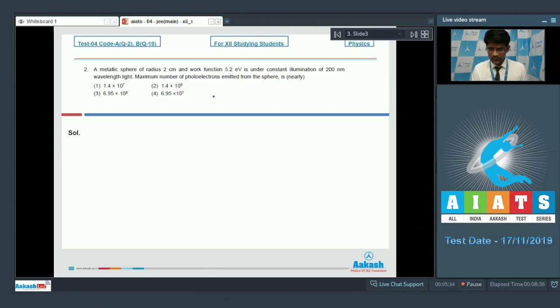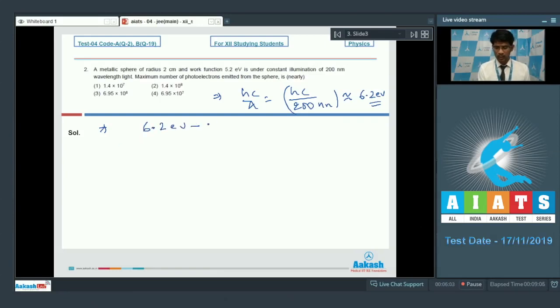Well, the energy of the incident radiation is hc by lambda. Putting the value of lambda to be 200 nanometer, this answer approximately comes out to be 6.2 electron volt. Well, you need to find this answer by calculation. So the maximum kinetic energy of the electron that would be emitted from the surface is 6.2 electron volt minus 5.2 electron volt, that was the work function, so it is 1 electron volt.